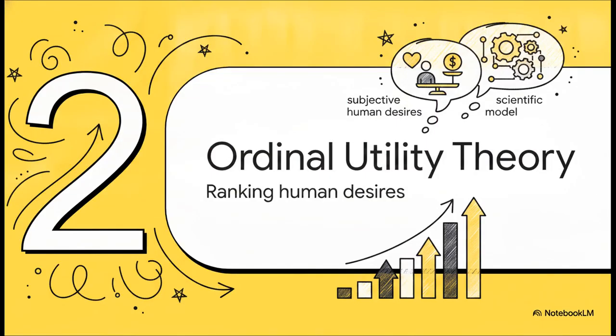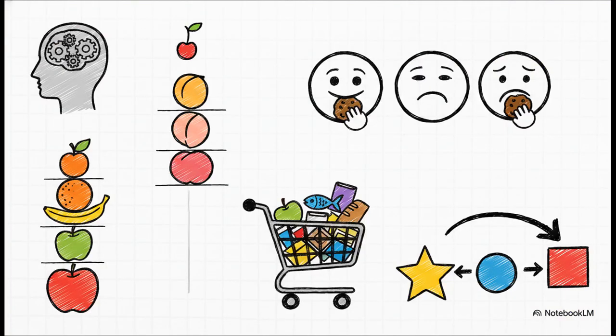Moving right along to Section 2, Ordinal Utility Theory Explained. Now, to play this particular economic game, we have to establish a few basic ground rules, or assumptions. First up, we assume you, the consumer, act rationally to maximize your own satisfaction. Second, your utility is strictly ordinal, meaning you just rank bundles of goods. Third, there's a diminishing marginal rate of substitution. Basically, the more you have of something, the less you value getting one more of it.